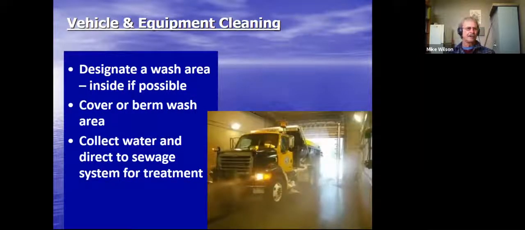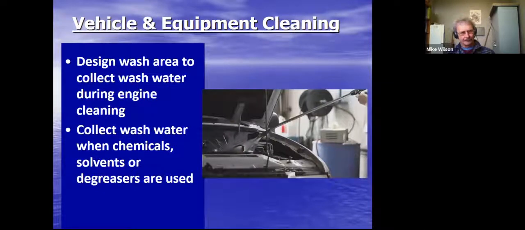For vehicle and equipment cleaning, you want to designate a wash area inside if possible, and cover or berm that wash area if it is outside. But above all, collect the water, direct it to a sewage system for treatment. It's polluted water. It's got a lot of grease, dirt, grime, salt on it.